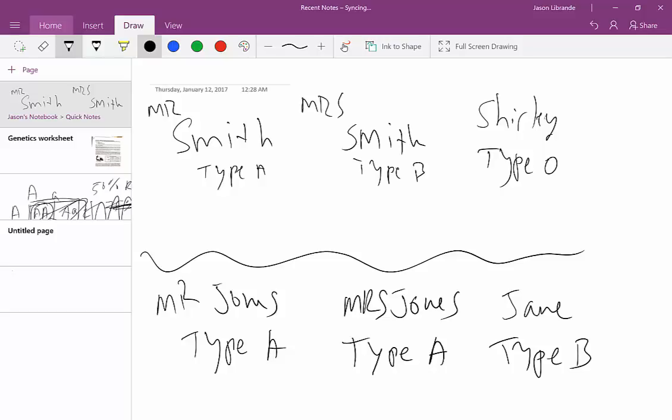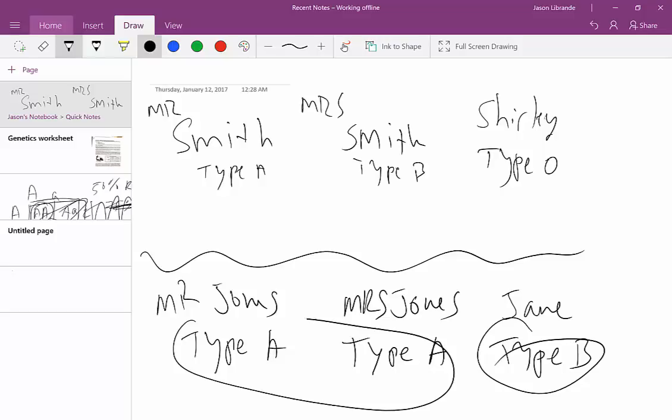Okay, so looking at this, there's absolutely no way that Jane is Mr. and Mrs. Jones' daughter. So this B phenotype won't show up here. Remember, blood type is co-dominant. So if Mr. Jones or Miss Jones had a B allele, it would absolutely show up in their blood type. It would be blood type AB if they had a B allele. So the B allele is not going to show up spontaneously, so Jane is not their daughter.